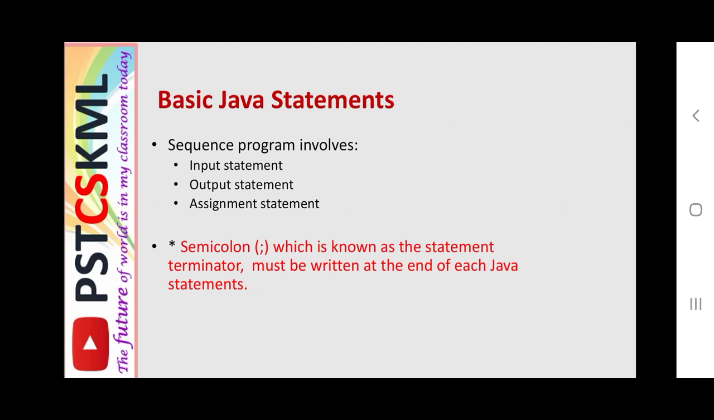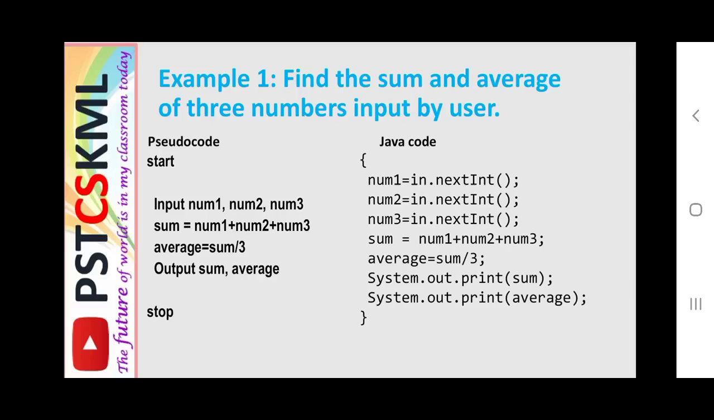So what about basic Java statements? A sequence program involves input, output and assignment. Okay, a semicolon, which is known as the statement terminator, must be written at the end of each Java statement. Means that when you write one statement, you must end with a semicolon. It's compulsory for Java statements.